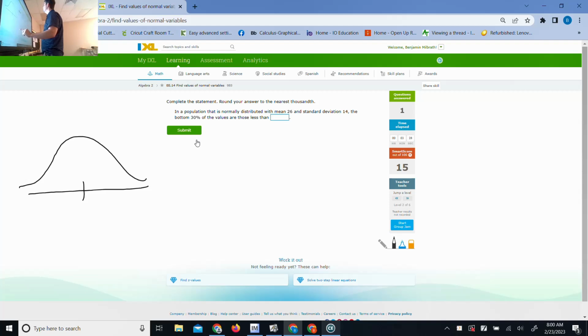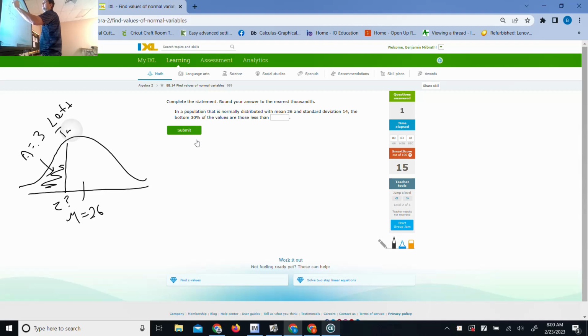It doesn't take you long to draw this. If you're college bound, the bell curve is a pretty big deal to you. We want the bottom 30. The question is, what's the z-score here? In this little area is 0.3. It's also a left tail.